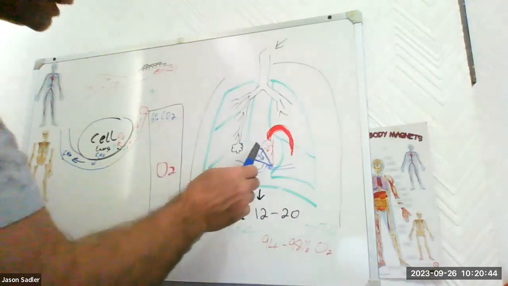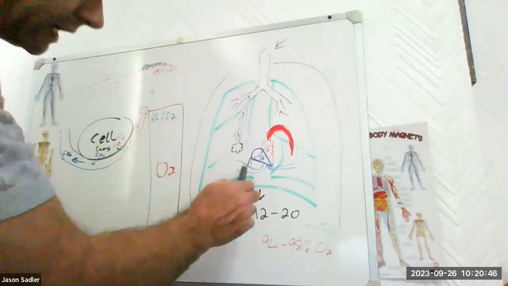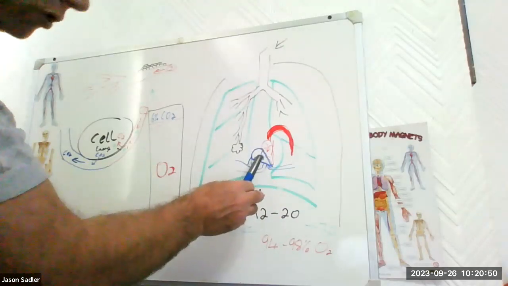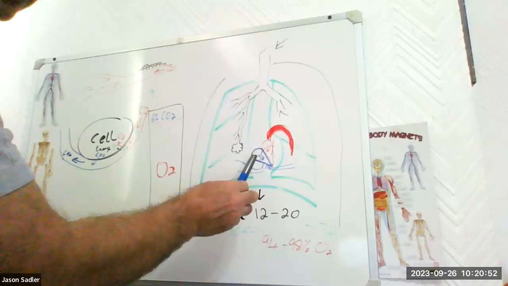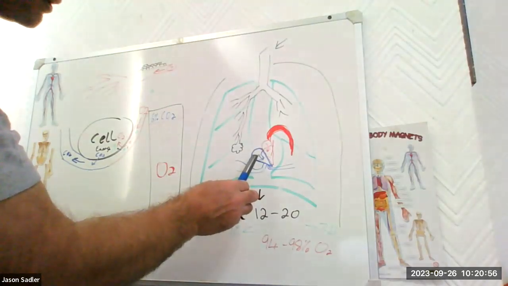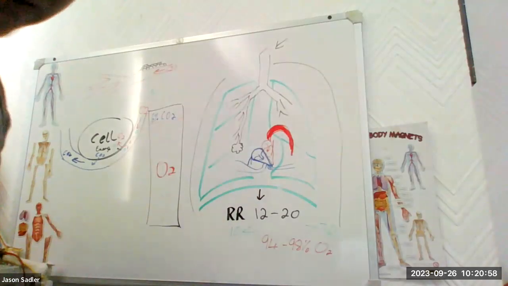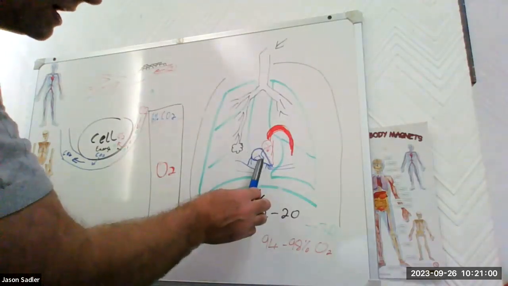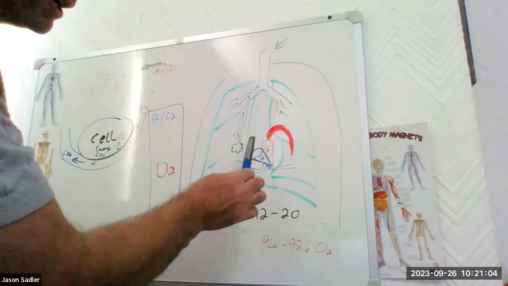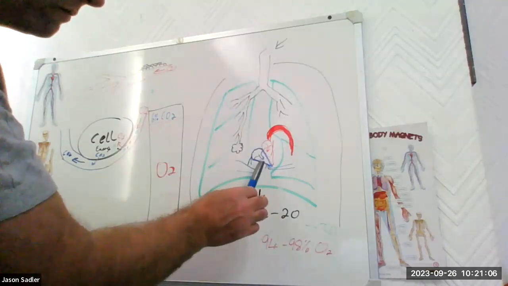This is the only veins in the body that carry oxygen. Okay, so that's important. So these are the only veins in the body. No, get that around the right way. So these are the only veins that carry carbon dioxide, non-oxygen. These are veins.